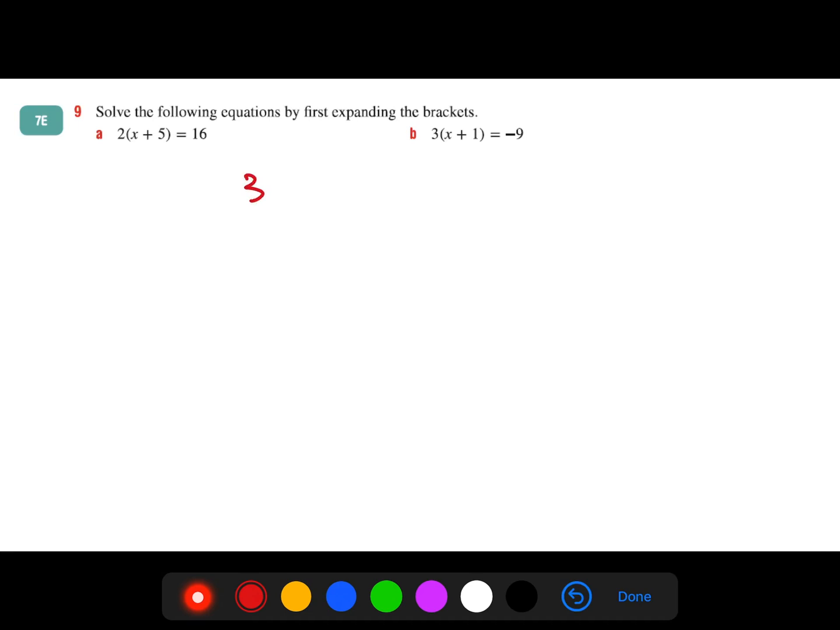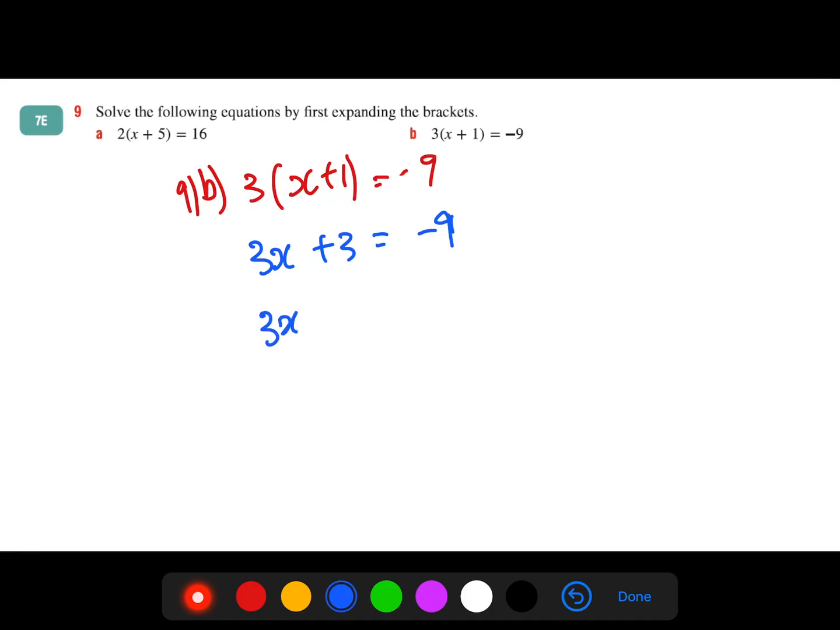Now, I'm going to do the next one, which is b. So I got 9b, which is 3 times x plus 1 equals negative 9. I'm going to expand it first. So 3x plus 3 is equal to negative 9, like that. And then I'll go 3x plus 3 minus 3 is equal to minus 9 minus 3.